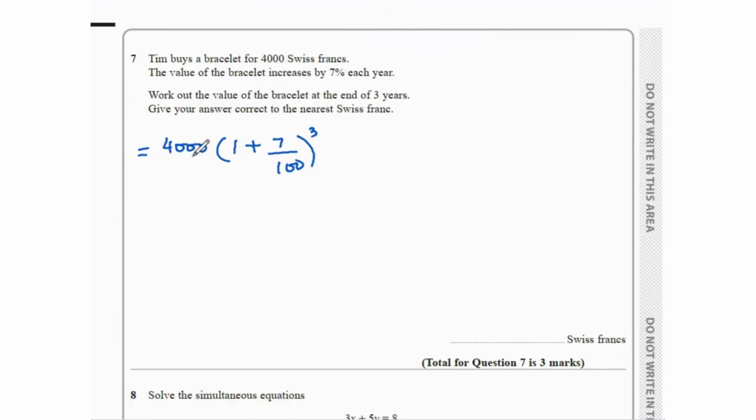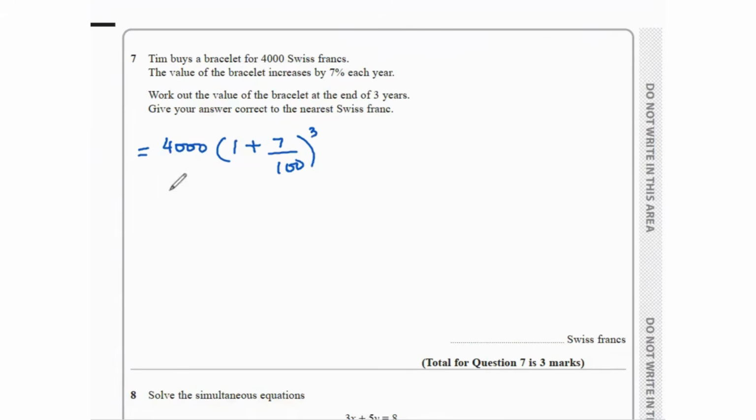Remember that this is an exponential increase. For exponential increase, your formula is the same as compound interest. Compound interest is P times (1 plus R/100) to the power of t. If it's exponential decrease, then instead of writing 1 plus R/100, you write 1 minus R/100, because the quantity is decreasing in value. When it's increasing in value, it's 1 plus R/100.